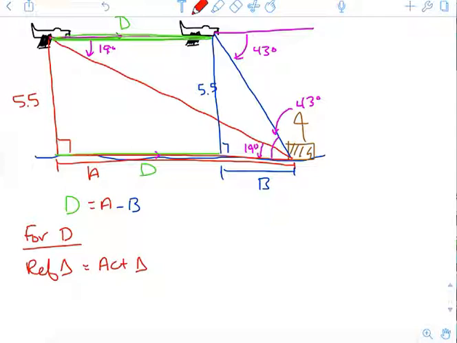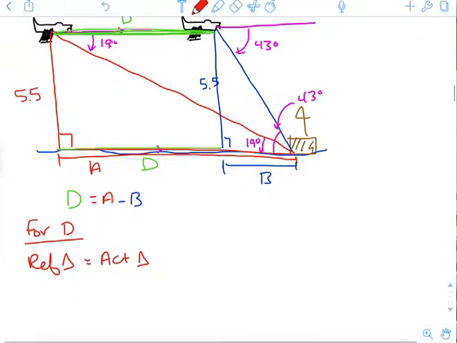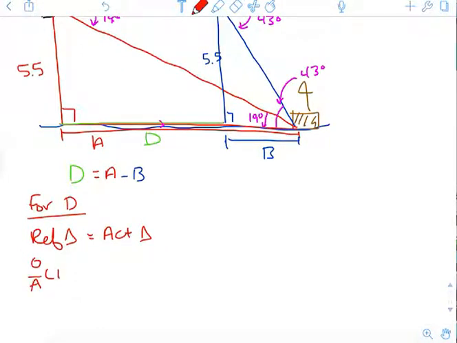And we have to find the bottom. Now that's adjacent to 19. It looks like we have 5.5 to work with. That's the opposite. So it looks like I'm going to set up an opposite over adjacent for 19, the same thing as opposite over adjacent for 19.